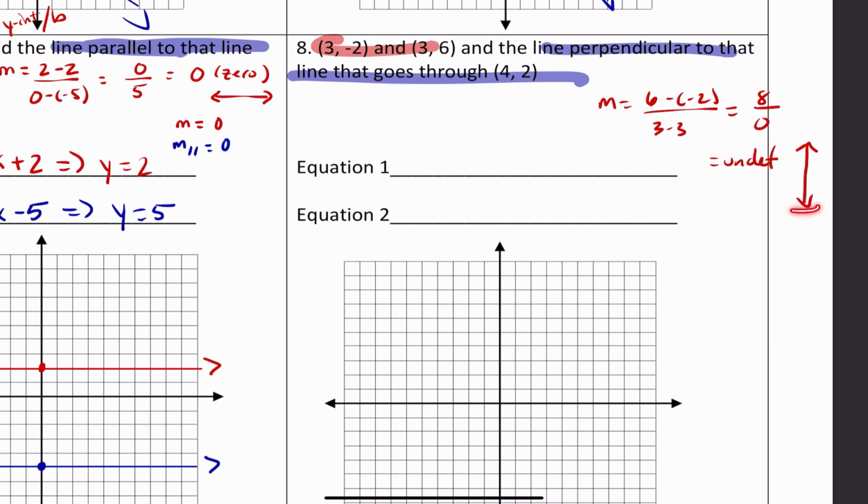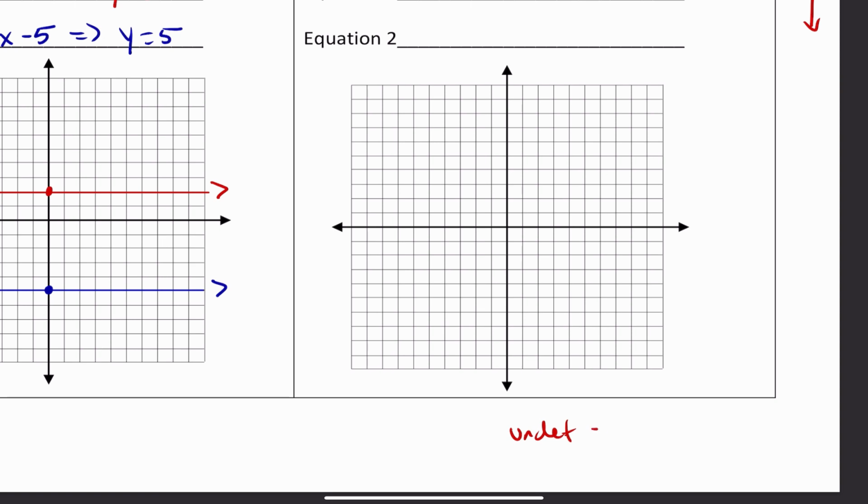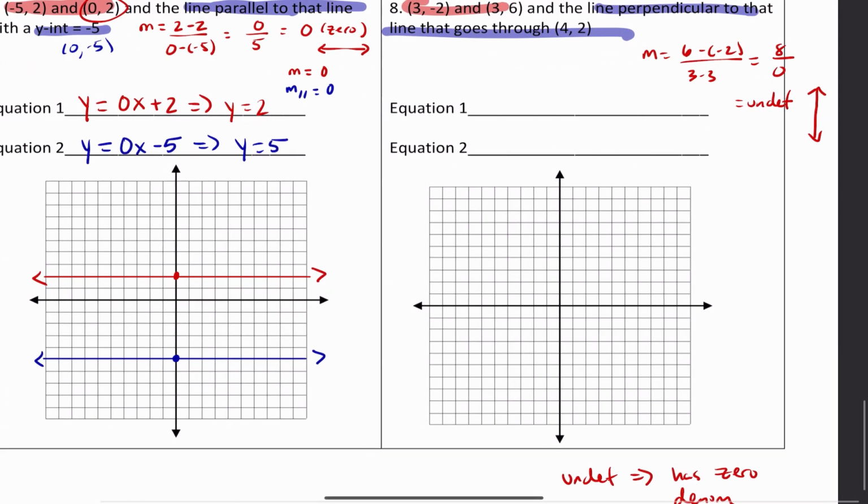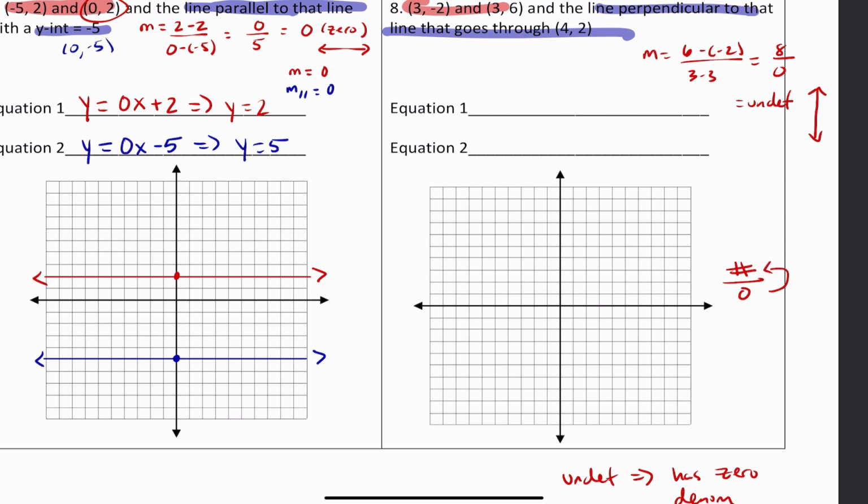Then we need to figure out what is perpendicular to this. So here's my slope, right? And it's undefined. With undefined, it has a 0 in the denominator. So what do I do if I have a 0 in the denominator when I'm talking about perpendicular? Perpendicular to an undefined line, what is that? Well, if I have a number in the numerator and 0 in the denominator, which is my undefined, I just swap the position. So my new perpendicular slope should be 0 over that number, which is just 0 slope. Okay, super important that you understand that concept.